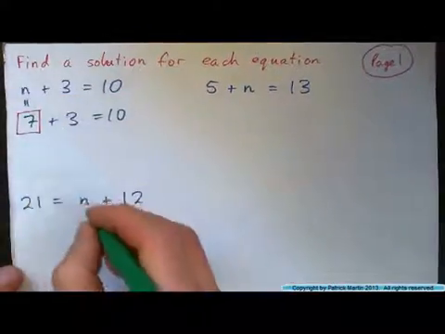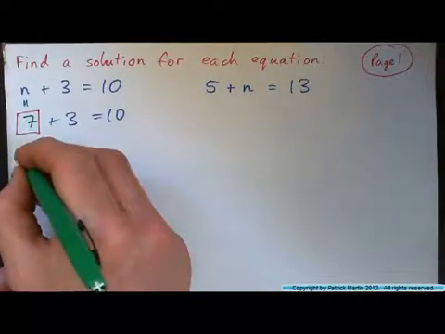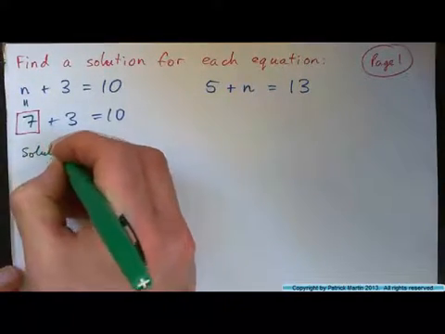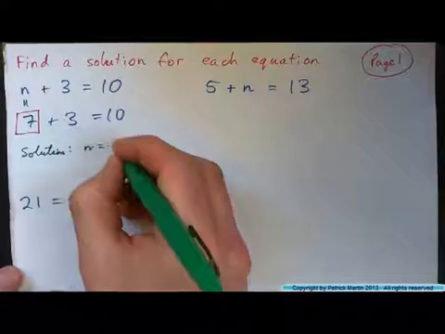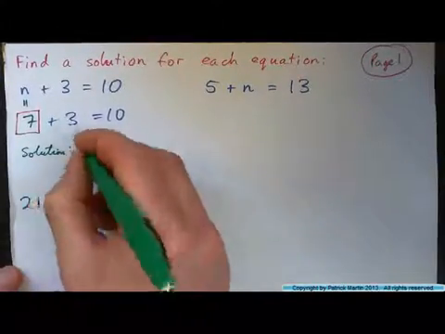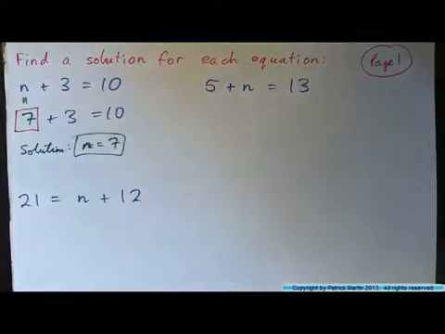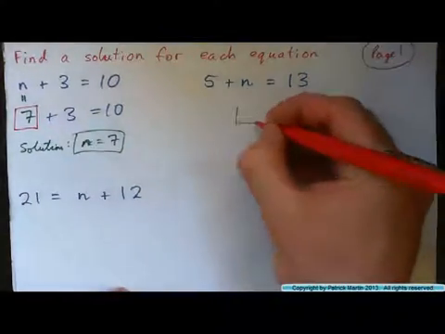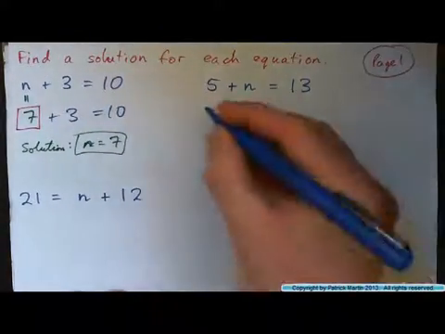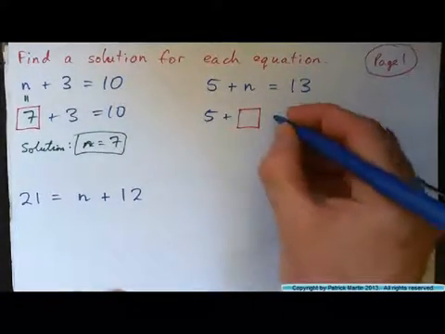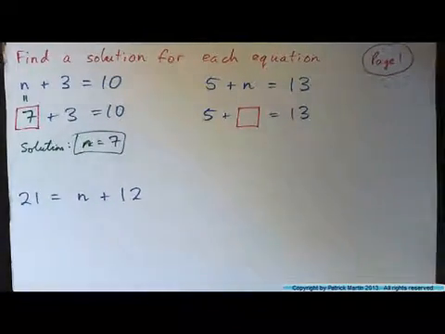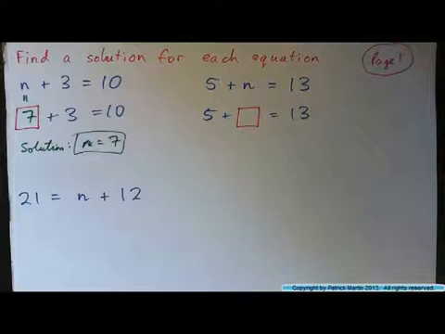So n is 7. Okay, so the solution to the equation is that n equals 7. The unknown number is 7. Okay. So 5 plus n equals 13. What do I stick in the box to make this thing true? 5 plus what gives 13? Write in the answer. So a letter just represents a box, basically. A box where you write a number.